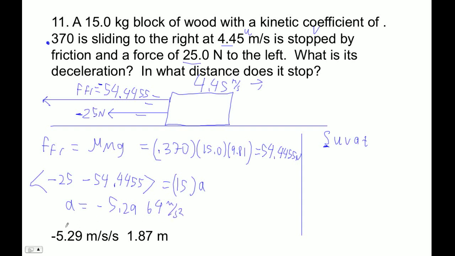So technically this would actually be negative 5.30, right? The discrepancy between these two numbers is due to the fact that I think I solved these earlier with 9.80. But anyway, now we're set. Now we can do our little Suvat.